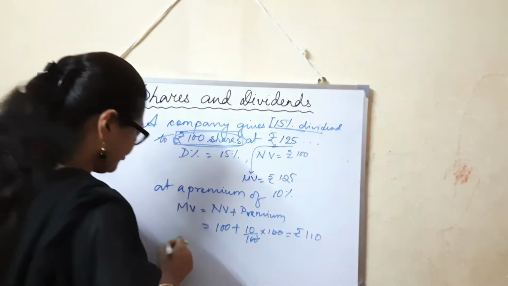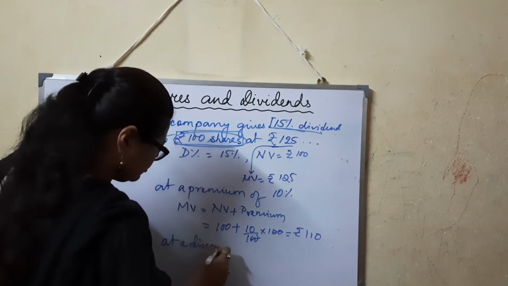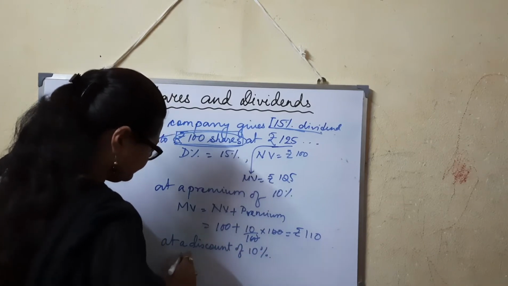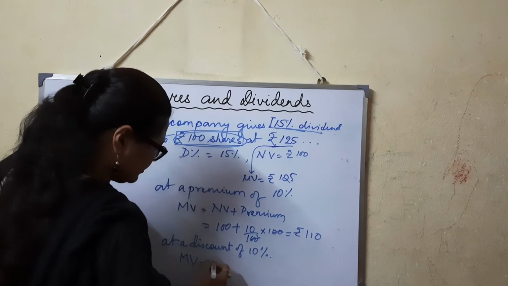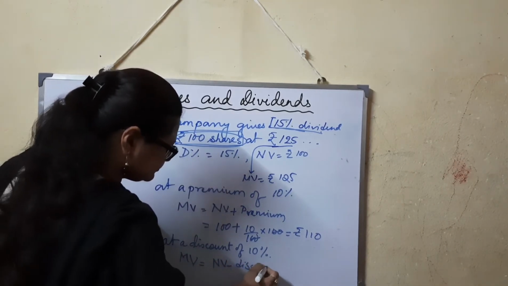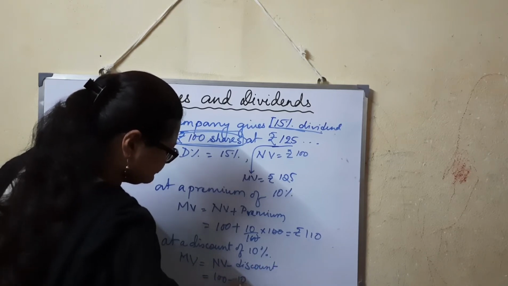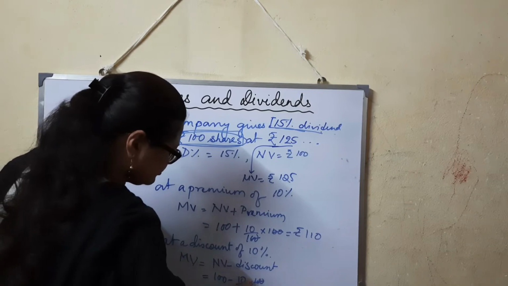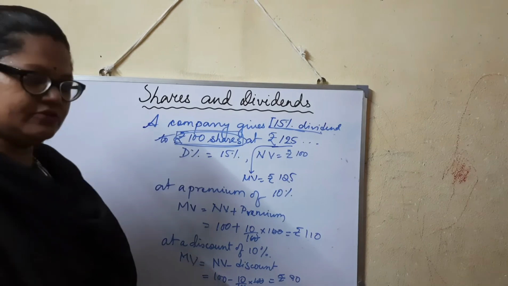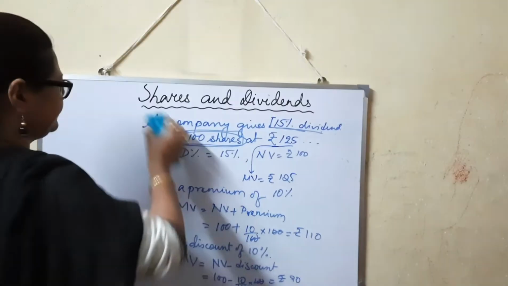Or if it is stated at a discount of 10%, that means your market value is less than the nominal value. So market value is equal to nominal value minus discount. So what do we get? 100 minus 10% of 100, that is 90 rupees. So we are going to continue with the exercises. Let's see.